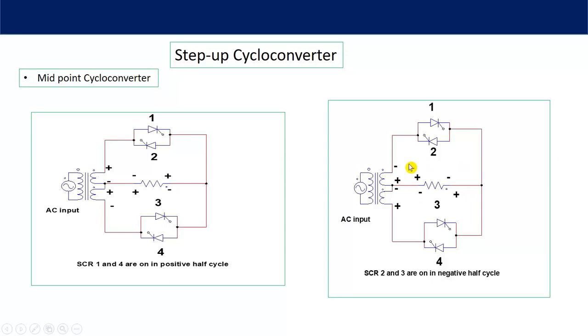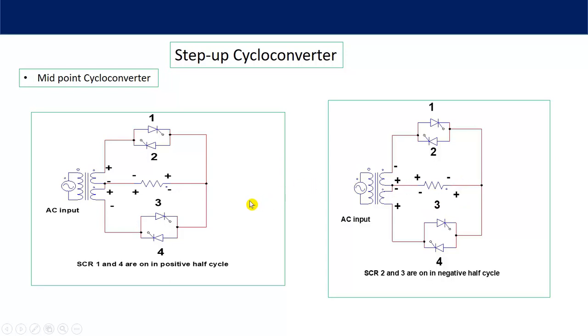Then only we can say our output voltage is AC. That means duration of on period of 2 and duration of on period of 3 must be same. At the same time, output voltage developed because of this 2 must be equal to output voltage developed because of this 3 and opposite sign. Then only we can say our output voltage is AC.